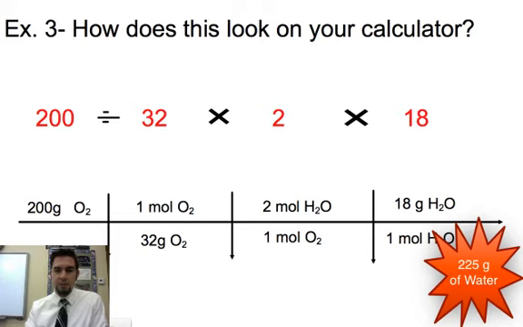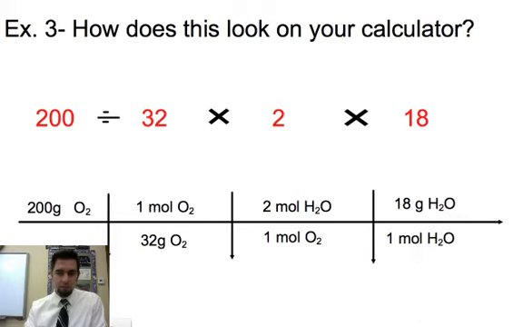Notice how all my units at a diagonal have canceled, completely canceled. So that just leaves grams of H2O. I would surely, under the right circumstances in lab, get 225 grams of H2O.